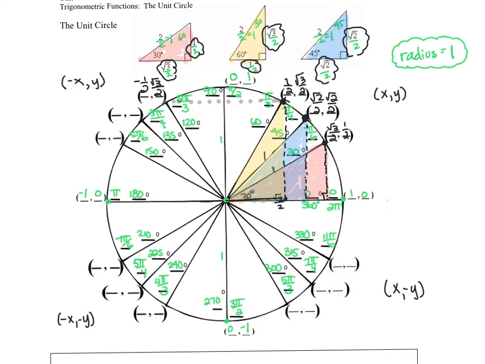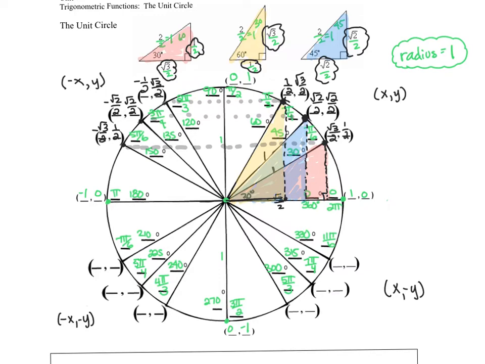I'm next going to reflect my other points over the y-axis. So when I do that, this becomes negative rad 2 over 2 units in the x direction and rad 2 over 2 units in the y direction. And finally, I'm going to reflect my third point over my y-axis. And so I know that this is negative rad 3 over 2 units in the x direction and up a positive 1/2 unit in the y direction.